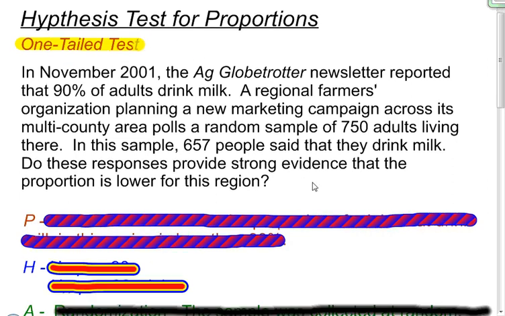So here is the example. In November of 2001, the AG Globetrotter newsletter reported that 90% of adults drink milk. A regional farmers organization planning a new marketing campaign across its multi-county area polls a random sample of 750 adults living there. In this sample, 650 people said that they drink milk. Do these responses provide strong evidence that the proportion is lower for this region?